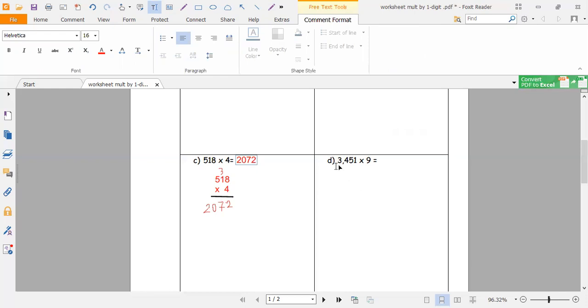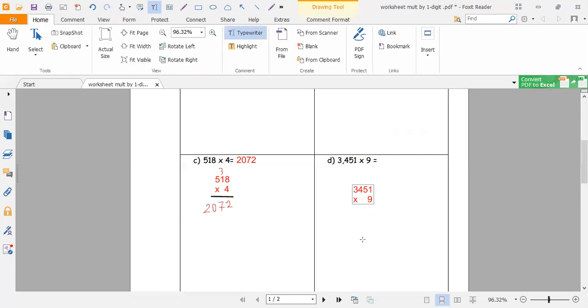We have to multiply 3,451 by 9. We set up the numbers, 3,451 multiplied by 9. We set up the numbers, then we start multiplying the 9 by all the digits of this number starting from the right. Now 9 times 1. 9 times 5, 45, we write 5, and we carry 4.